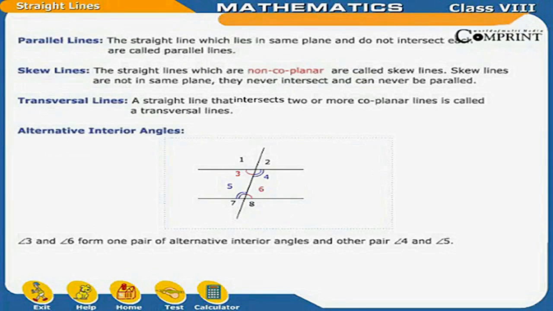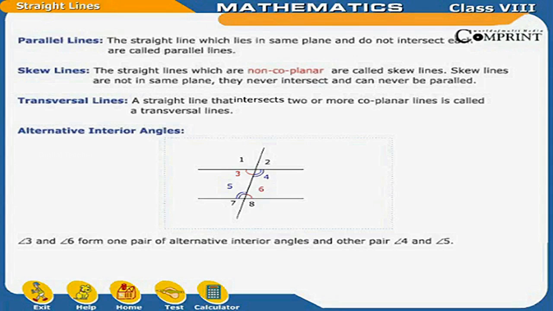Straight lines. Parallel lines. The straight lines which lie in the same plane and do not intersect each other are called parallel lines. Skew lines. The straight lines which are non-coplanar are called skew lines. Skew lines are not in the same plane, they never intersect and can never be parallel.